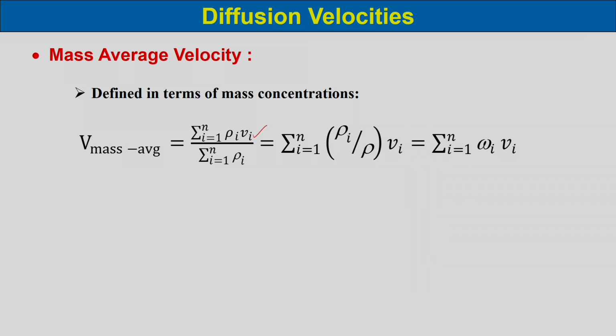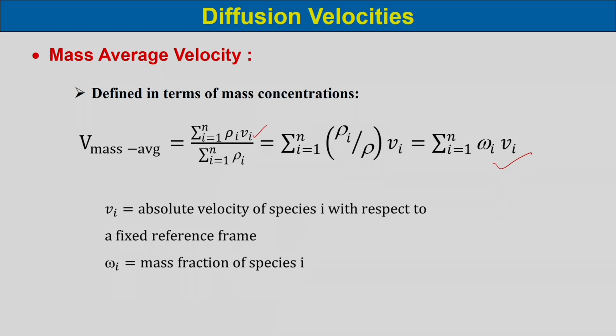So, we can write summation over i equals 1 to n rho i by rho into V i, and rho i by rho is equal to w i. So, it will be equal to summation over i equals 1 to n w i V i. V i is the absolute velocity of species i with respect to a fixed reference plane, and w i is the mass fraction of species i.